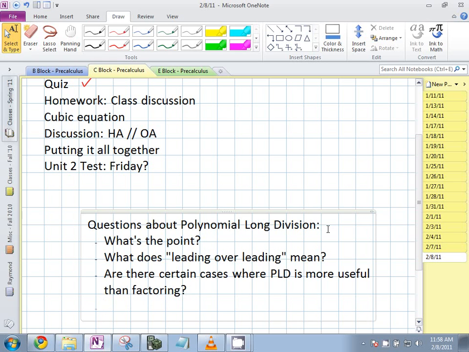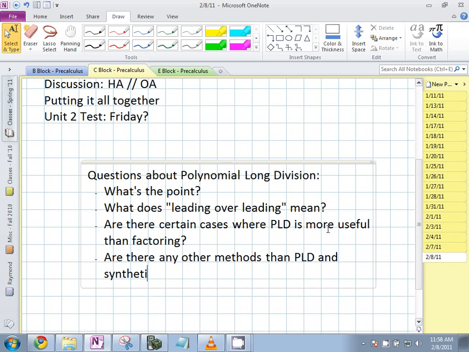Okay, other questions? Anything else? Are there any other methods other than PLD and synthetic division and factoring? Okay, I'll answer these then. So what's the point?